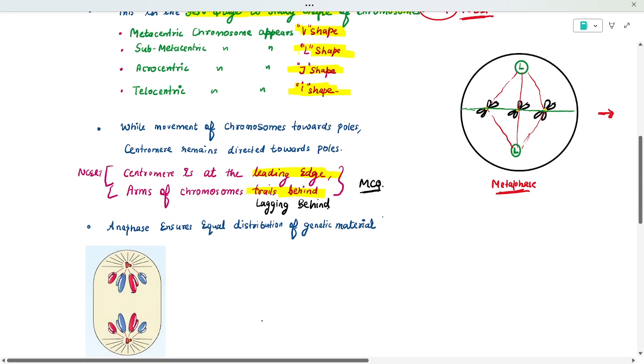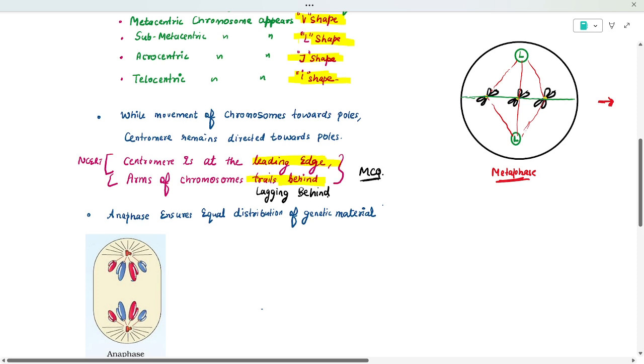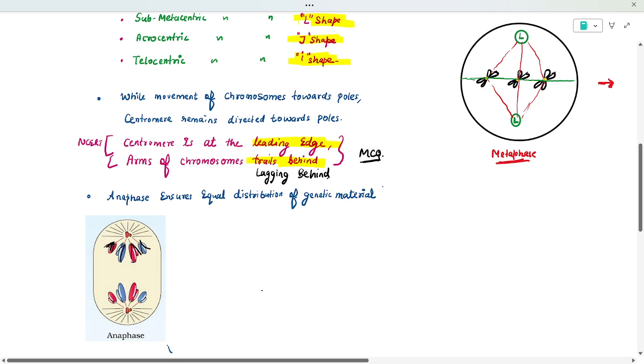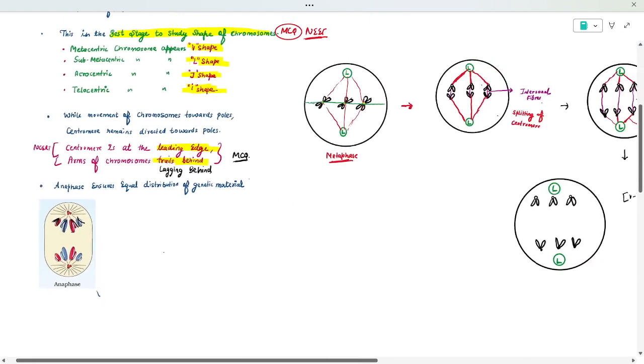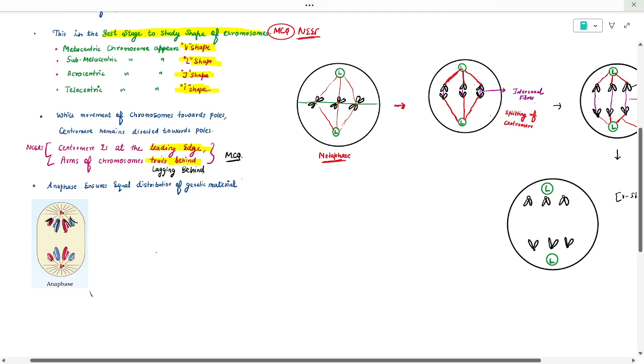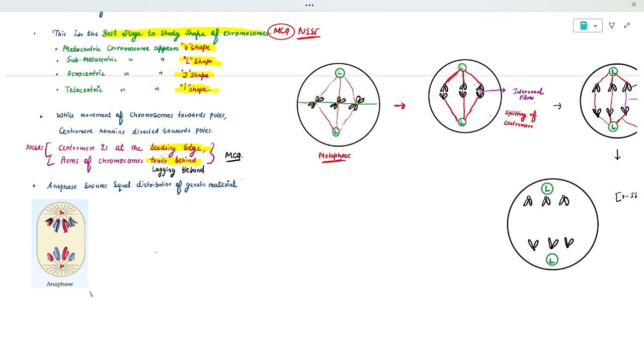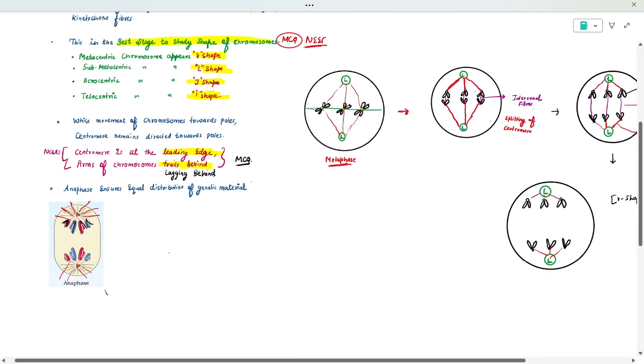And why is anaphase important? It ensures equal distribution of the genetic material. That is the NCERT diagram. These are the chromosomes with V shape, you can see, right? These are the daughter chromosomes which reach the poles, right? Here discontinuous fibers are very short. And what are these lines? These are the astral rays that I told you about previously, right? So that is the completion of anaphase.